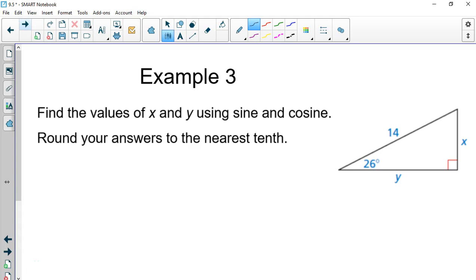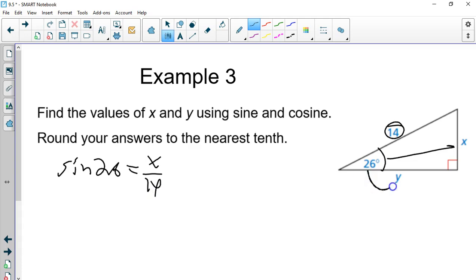Okay, example 3. Find the value of x and y using sine and cosine. So we only have one angle. Now, of course, technically, we could do 90 plus 26 and subtract and find out the missing angle. But we don't need to. Because from 26, we can take the sine, opposite over hypotenuse. Sine of 26 equals opposite over hypotenuse. And we can also do the cosine, which is adjacent over hypotenuse.